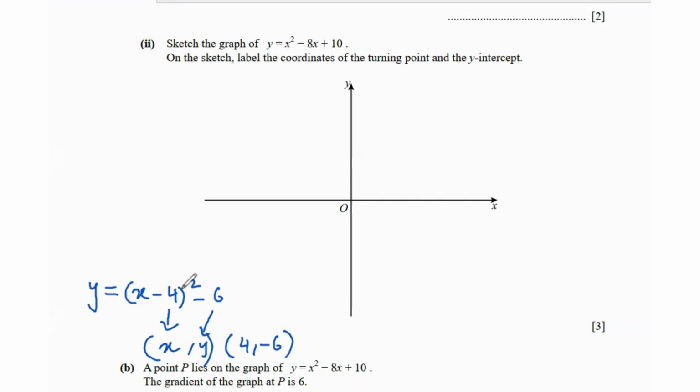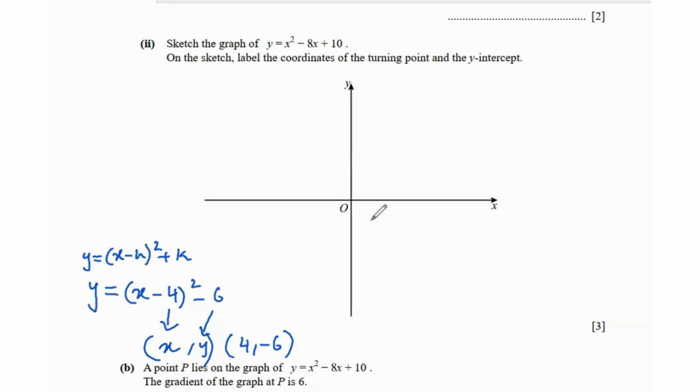It's not going to be negative 4 because the completing square form is actually y equals (x minus h) whole squared plus k. So in the bracket, it has to be minus. If it was x plus 4, then you would write negative 4 in the coordinate. But if it's x minus 4 whole squared, you would write positive 4, not negative. Whereas the case for y is opposite. If it's negative 6, you write the negative sign with it. If it's positive 6, you just write 6.